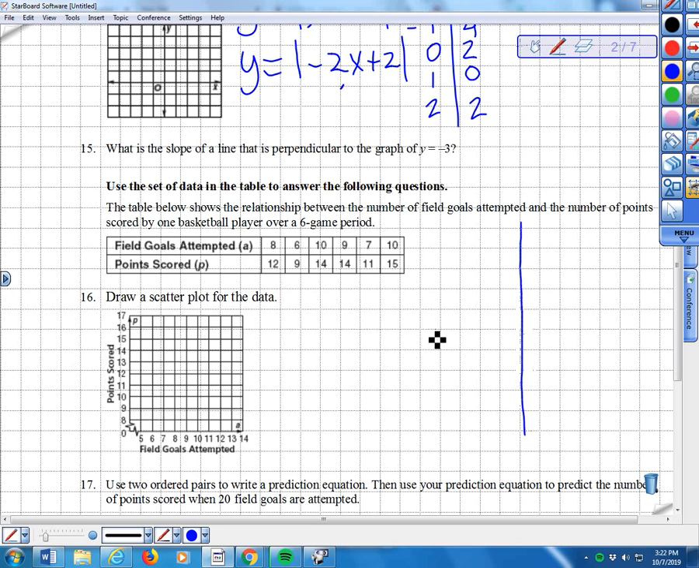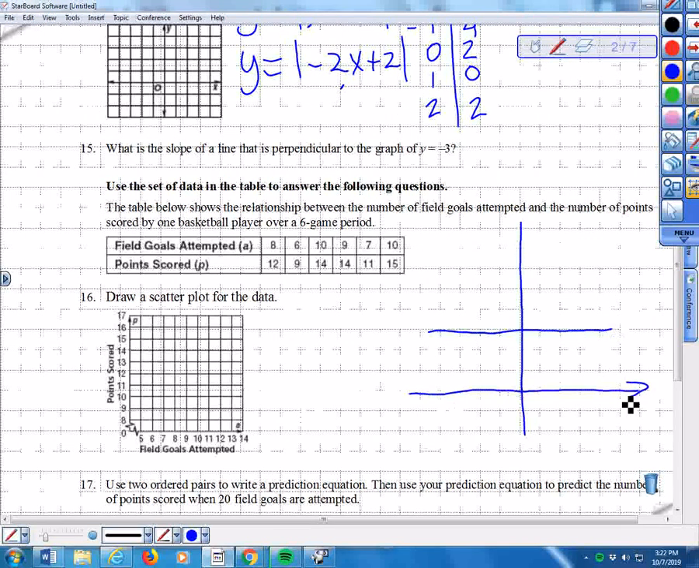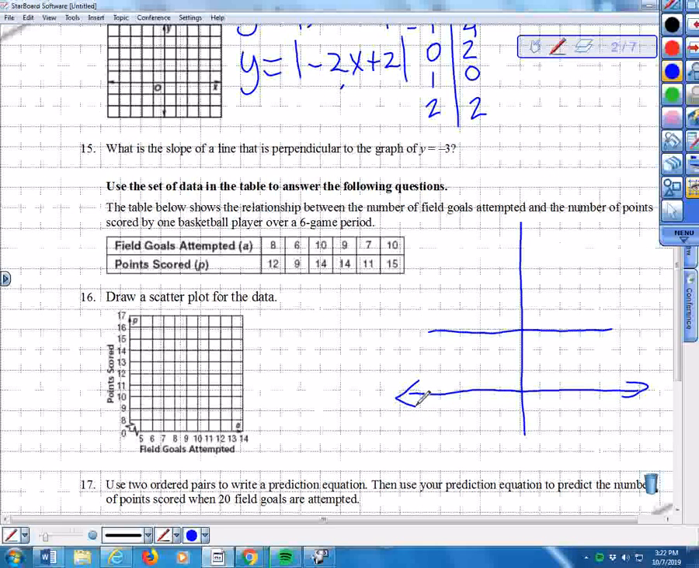Y equals -3. The slope is 0. This is a 0 slope. Do you see a rise or a fall? No, it's straight across. That's a 0 slope.